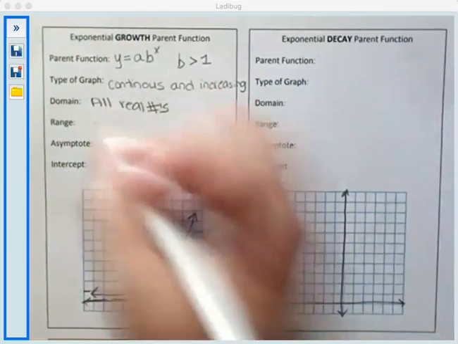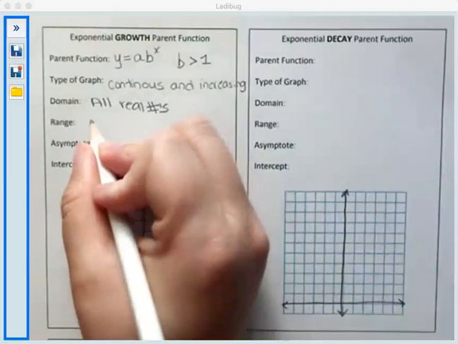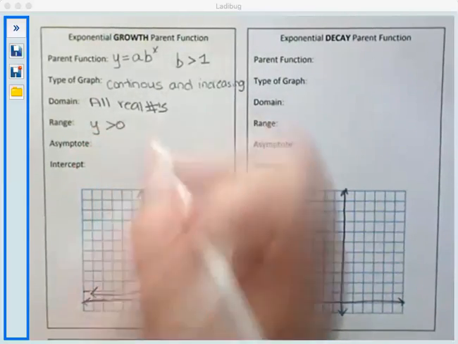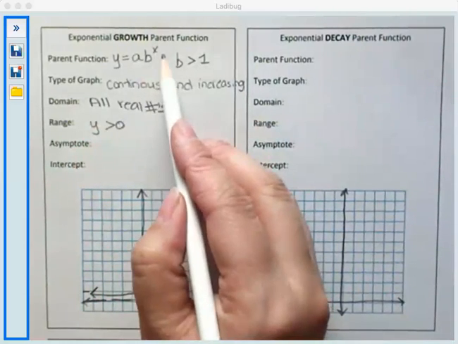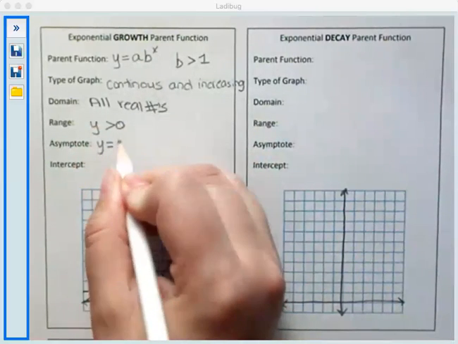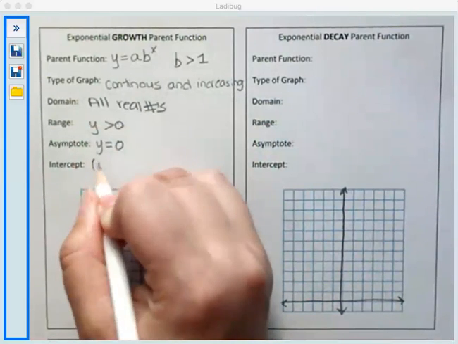And then we have our range. Our graph cannot go below or touch 0, so we know y has to be greater than 0. Our asymptote, we said, is our number out here on the outside, so we have 0. So remember, it's going to be y equals 0 is our horizontal asymptote, and our intercept is 0, 1.